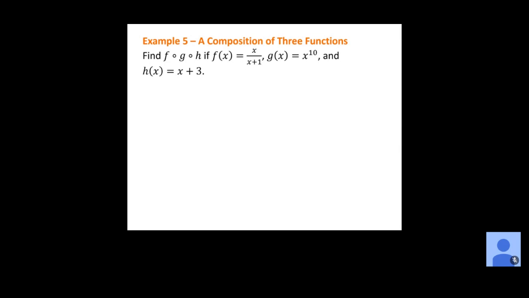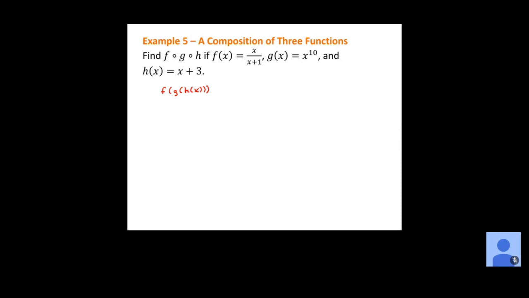All right. So if we take a look at this one now, we've got a composition of 3 different functions. So we have an f, a g, and an h function, and we want to compose them all. So we're looking for f of g of h. So the first thing I'm going to do here is rewrite this as f of g of h of x. Okay, so just keep everything right in order, just like we would if it was just f of g or g of f.